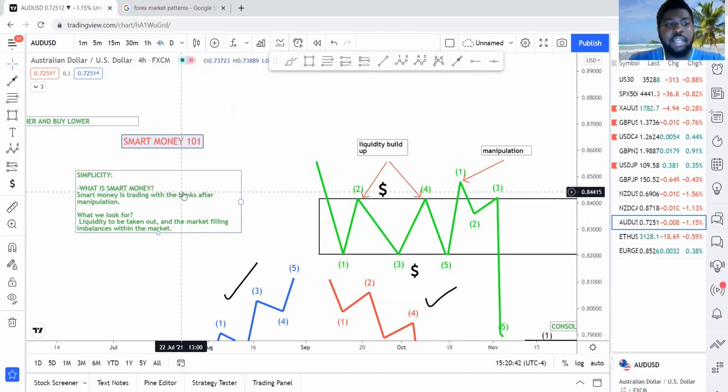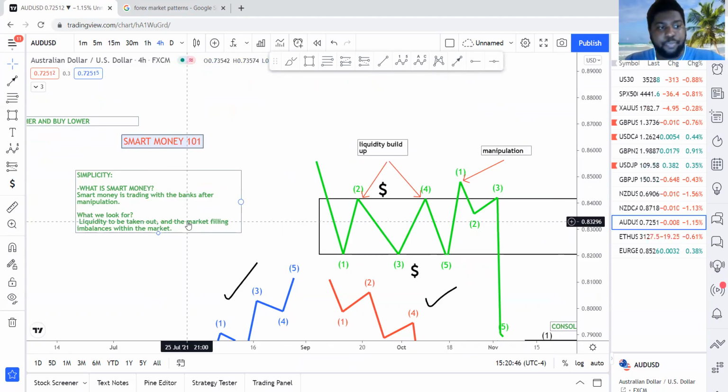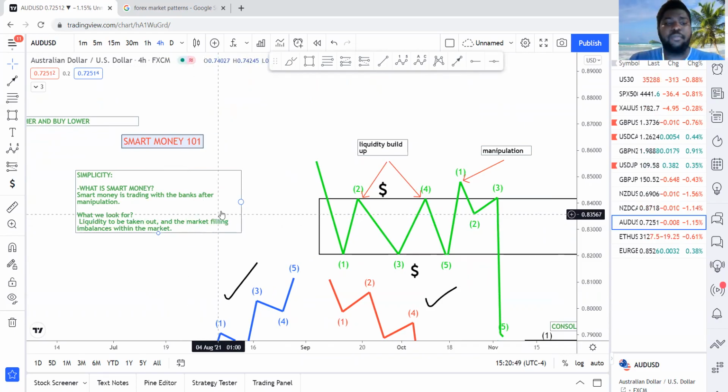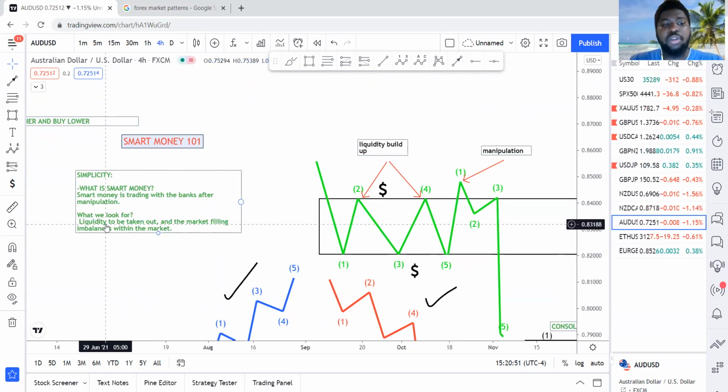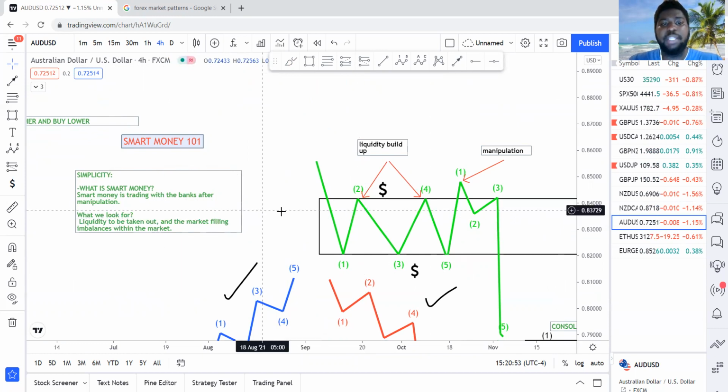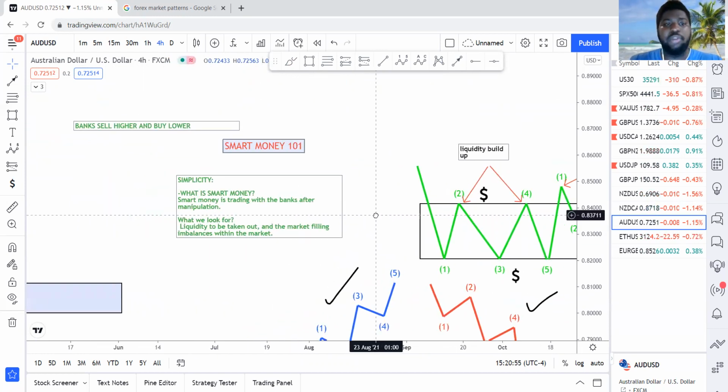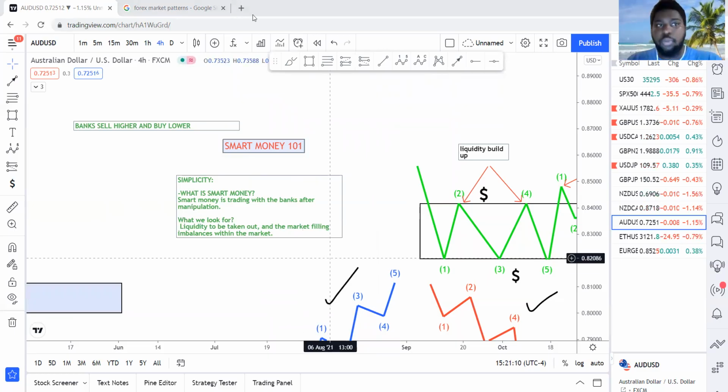So once again, when we talk about smart money, remember it's trading with the banks. What we look for in the market is liquidity to be taken out. As we mentioned with the double top, the triple bottom, head and shoulders, the banks know where you're putting your stop loss based on market patterns.